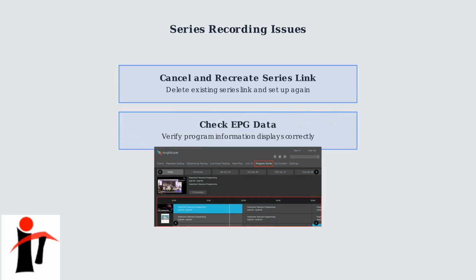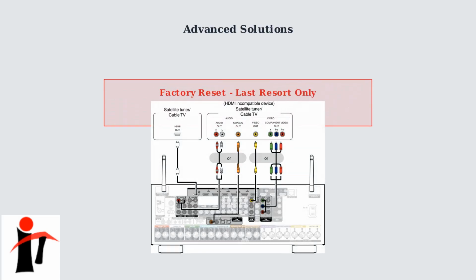For series recording problems, you need different troubleshooting approaches. Start by canceling and recreating the series link. Check the electronic program guide data to ensure program information is displaying correctly and schedules are accurate. For persistent recording problems, advanced solutions may be necessary. A factory reset should only be used as a last resort.